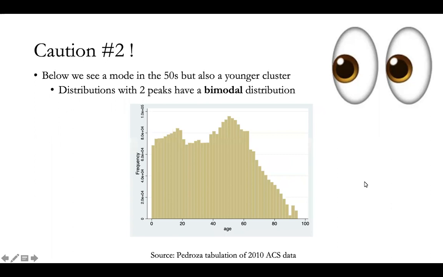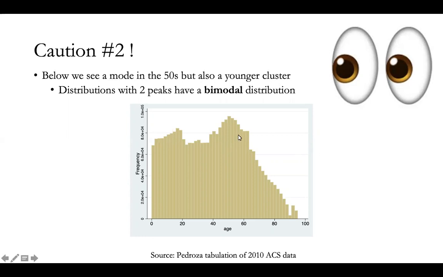Another caution: if you are calculating the mode, in this case we're looking at the mode for age, you want to look on this histogram for the bar that is the tallest, and that's going to be this bar representing people who are in their 50s. So the tallest bar here is going to be people in their 50s, and that's one peak in the distribution with the mode.